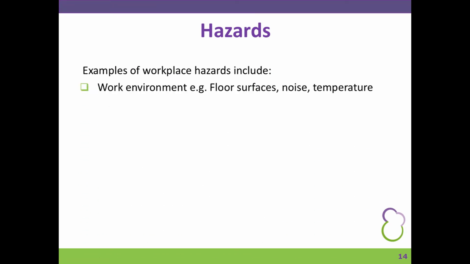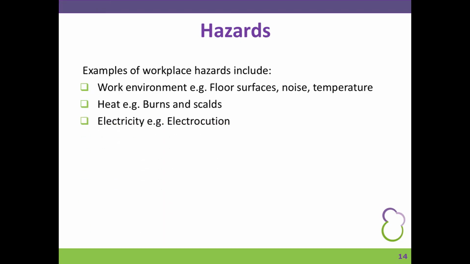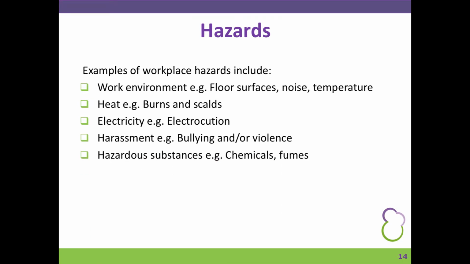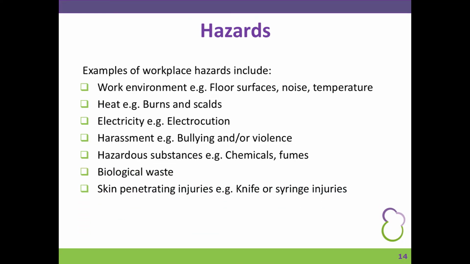Now look at some examples of workplace hazards. This can include the work environment, for example the floor surface, heat, for example burns and scalds, electricity, for example electrocution, harassment, for example bullying, hazardous substances like chemicals and fumes, biological waste, skin penetrating injuries such as needle stick injuries, and manual handling hazards such as pushing and pulling objects.